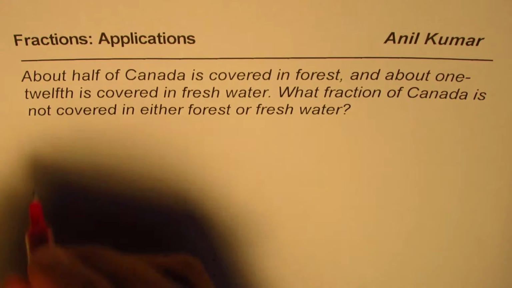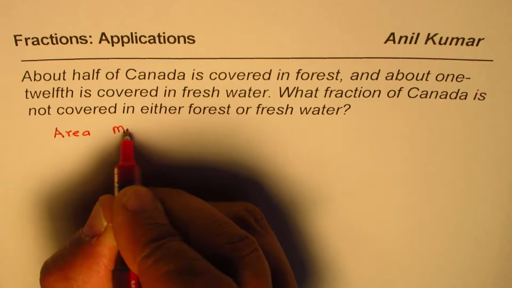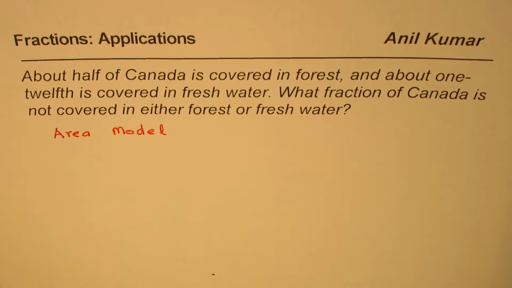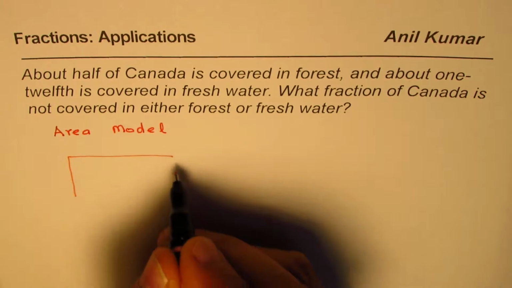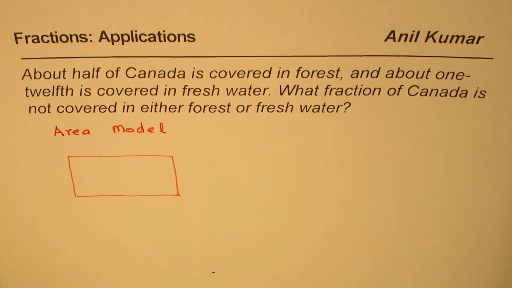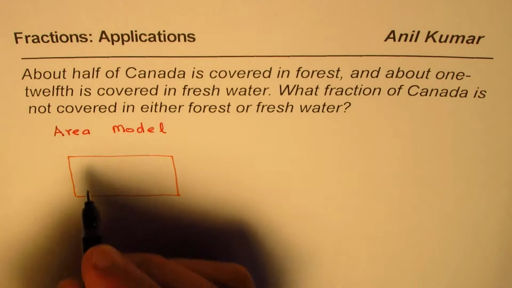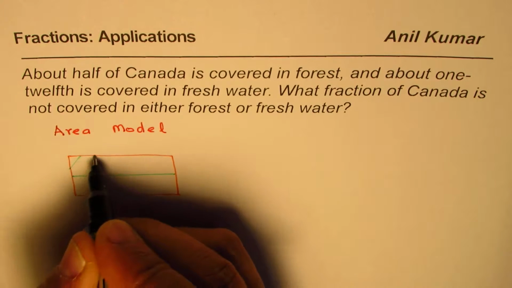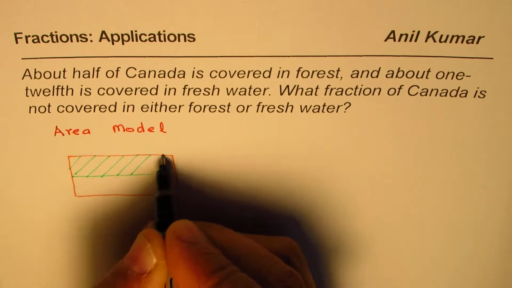Now, to answer such questions, we have seen that the area model is very effective, right? So we'll apply the area model to answer this question. Let's make a rectangle which represents the whole of Canada. About half of Canada is covered in forest, so let's make half of it, and we say this is the forest part.